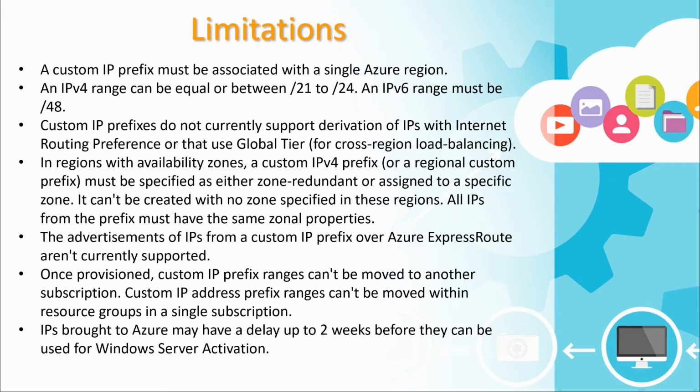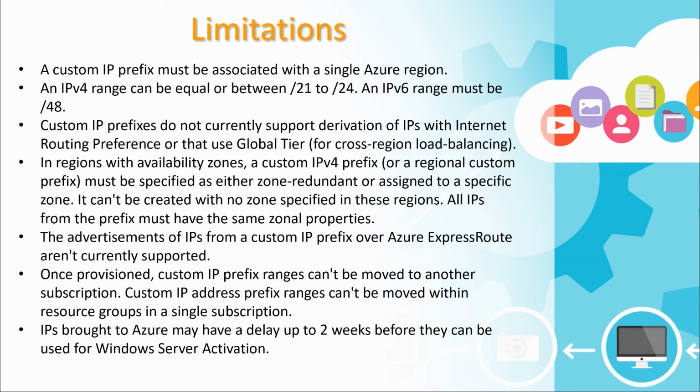Custom prefix can only be associated with a single Azure region. So this is not a cross-region thing. For example, if I register some addresses with East US, then they're going to be registered with East US. It can't be East US and West US or Central US or any of the European regions or any of that. It's going to be associated with a single region.